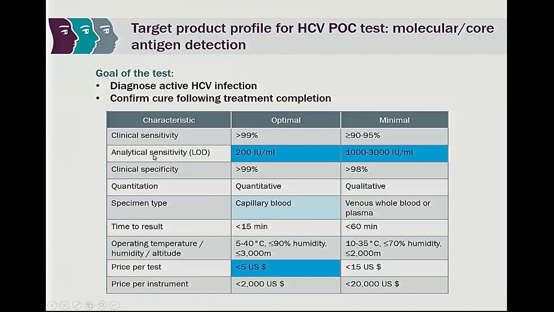So the target product profile that I mentioned earlier, these are just the key characteristics here. Clinical sensitivity, analytical sensitivity, and I highlighted the ones that I consider crucial. It's defined that the test should be ideally less than 200 IU per ml in terms of analytical sensitivity, minimally 1,000 to 3,000. This is what the Abbott Architect core antigen currently achieves. And ideally, it should be less than $5.